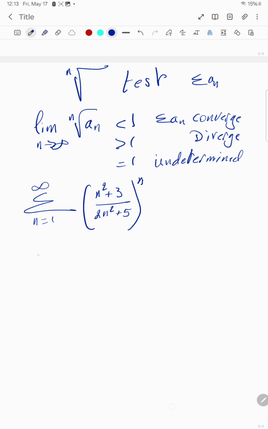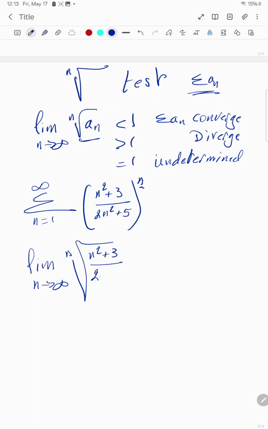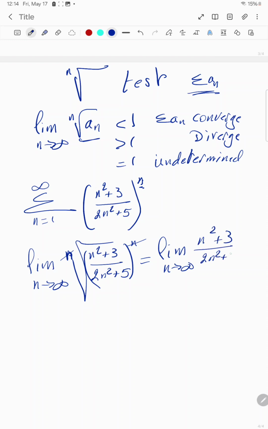So what I can do is take the limit when n goes to infinity. As I said here, if I have that, I can use this, with n to the power of n. I can take the nth root of (n square plus 3) divided by (2n square plus 5), all to the power of n. Now the power of n and the nth root disappear, and it becomes the limit when n goes to infinity of (n square plus 3) divided by (2n square plus 5).